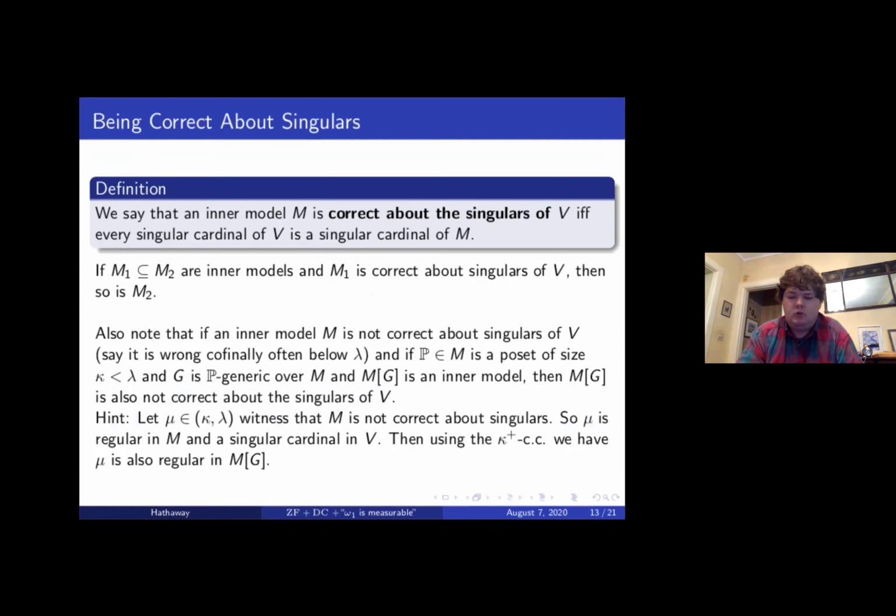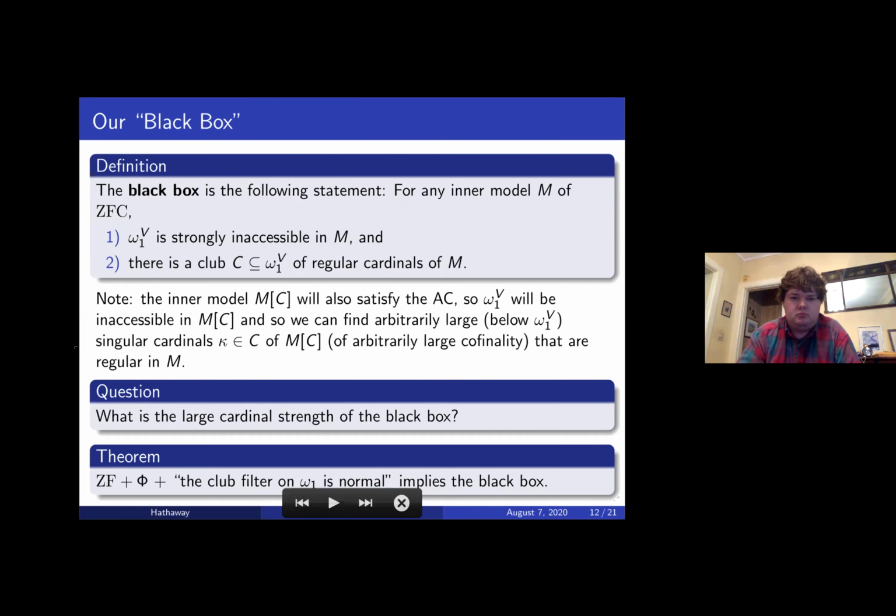Sorry, do you know that you need phi? Do you know whether or not just assuming that the club filter on omega 1 is normal implies the black box or not?